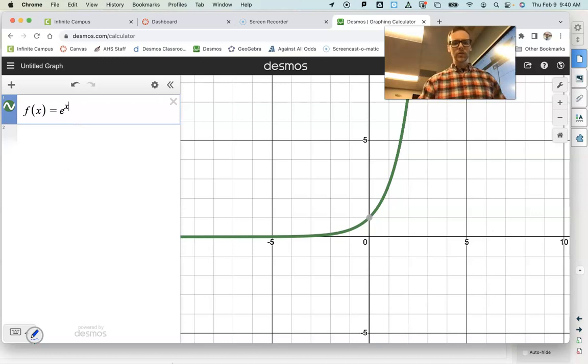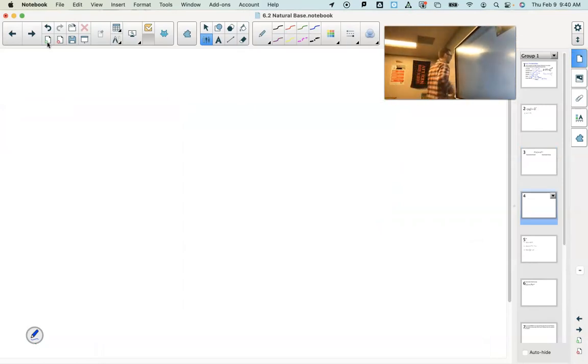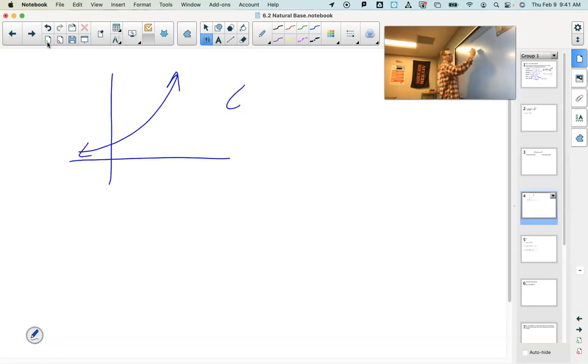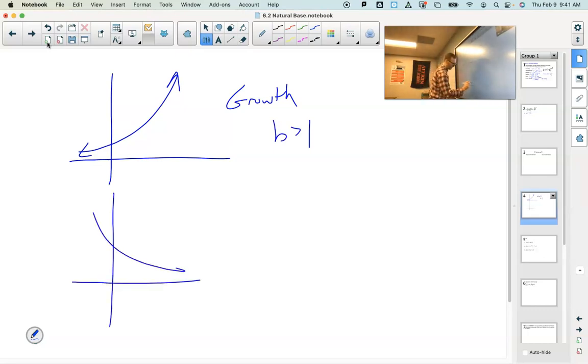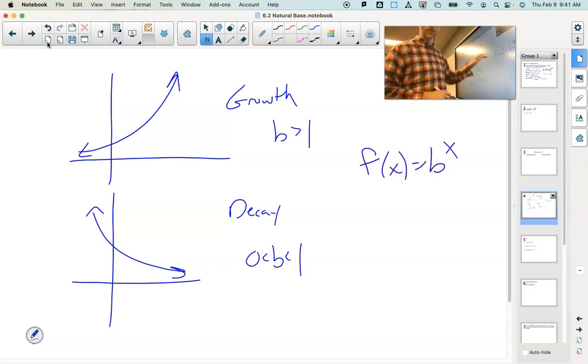And let's just do a quick recall on exponential functions. When do we have exponential growth? We have growth when our base is bigger than 1, don't we? We have decay when our base is between 0 and 1. And this is for b to the x, right? So the base of our exponential function, if it's more than 1, it's growth.